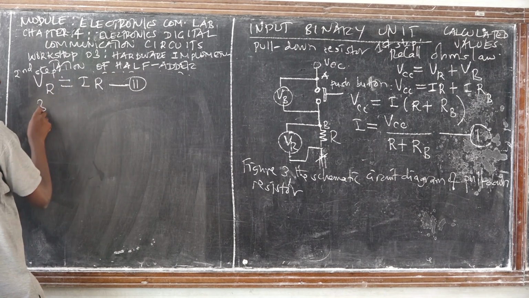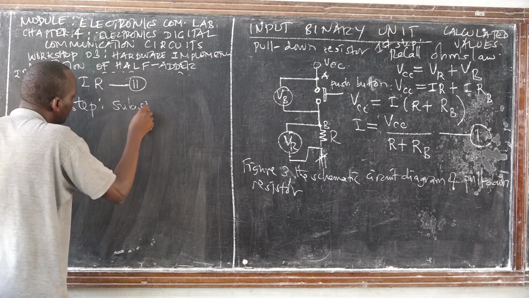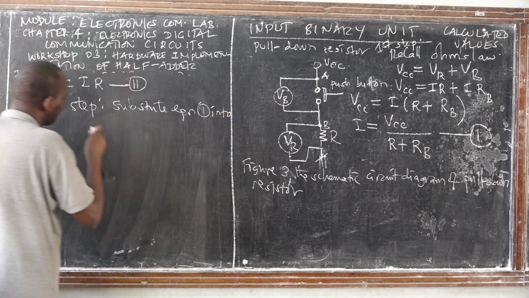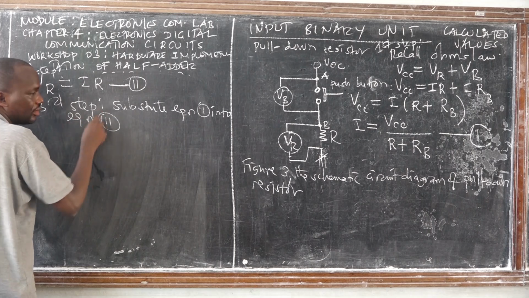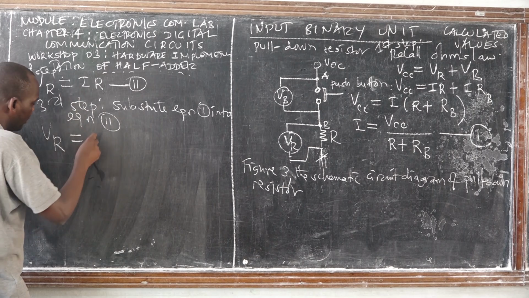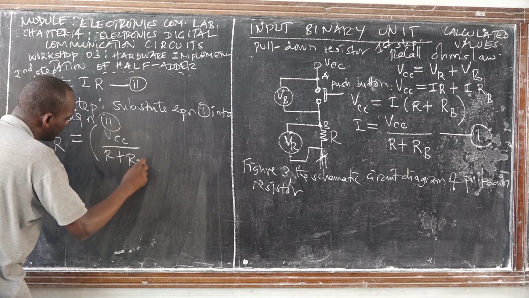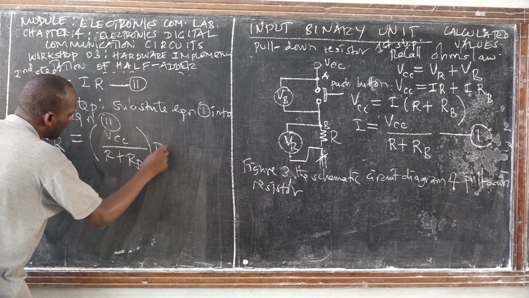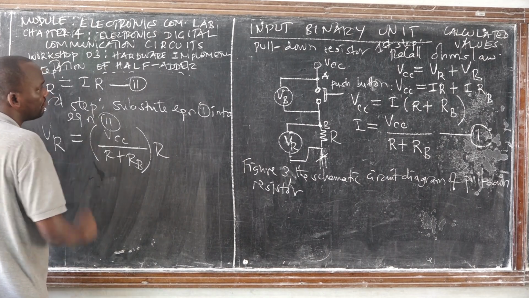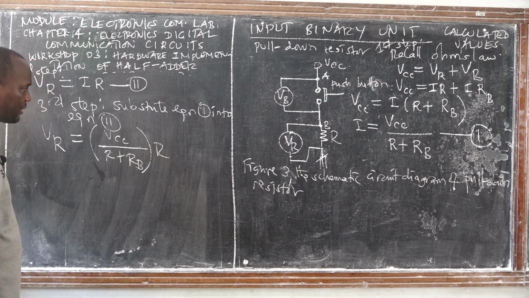The third step, as we usually say in physics, is to substitute equation 1 into equation 2. Once we do that substitution, we find that the voltage across the resistor is equal to the current, VCC over the resistor plus the resistance of the push button, multiplied by the resistance. So this is our final mathematical equation.